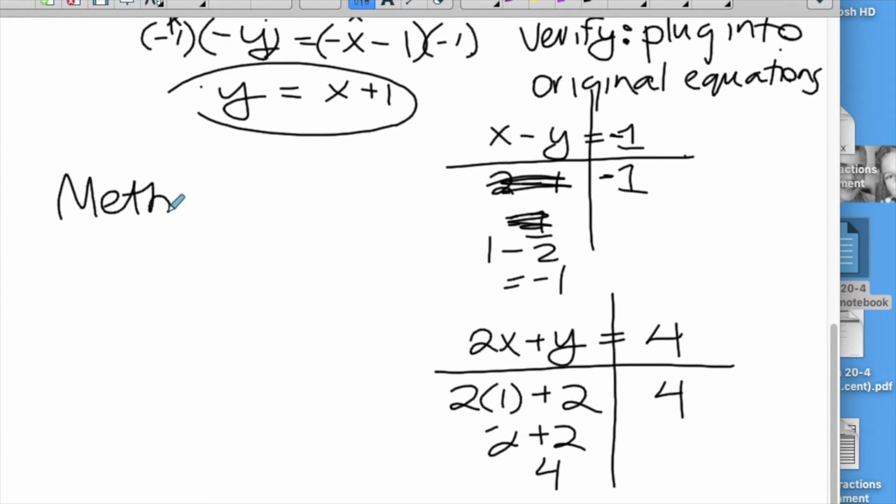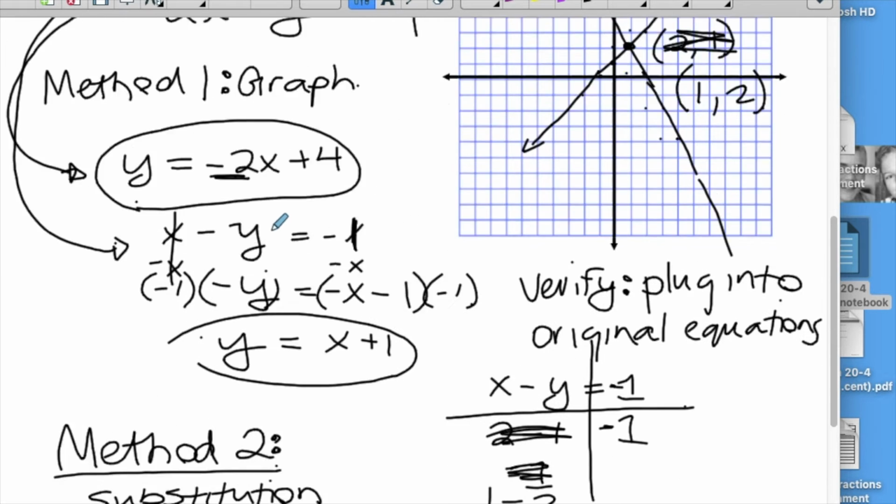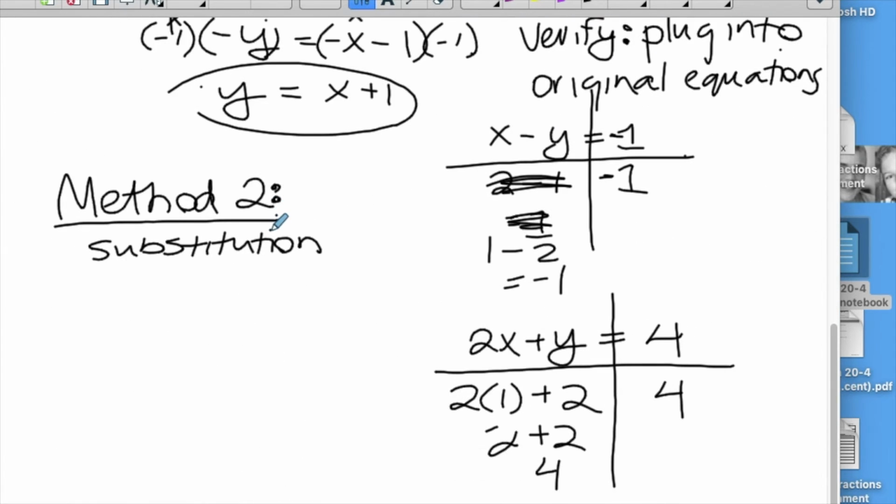And these are in no particular order. But I'm going to talk about this one first. This one's called substitution. And in substitution, the idea is that we isolate one variable from one equation. So let's start with the same system. It was, okay, I'm going to get this right this time. X minus y equals negative 1, and 2x plus y equals 4.